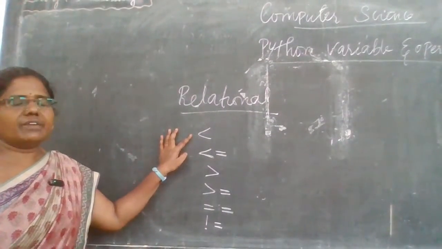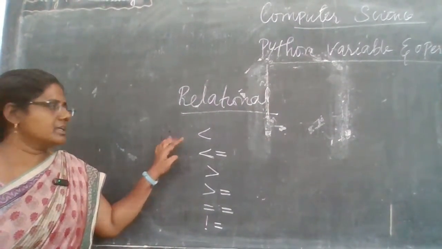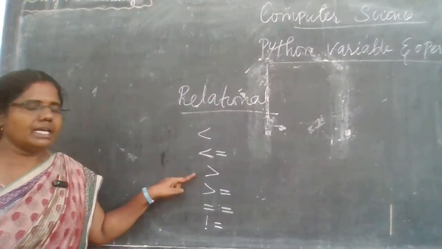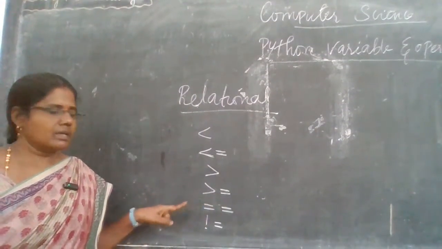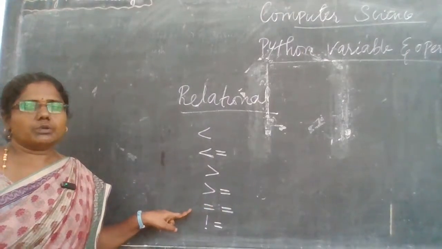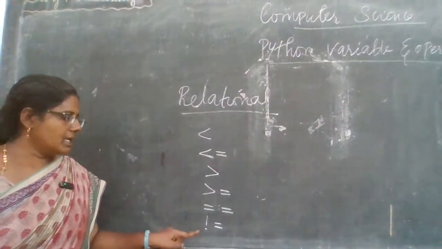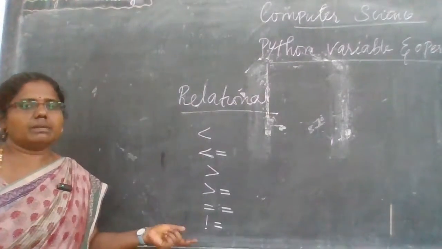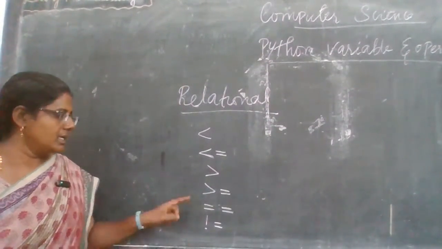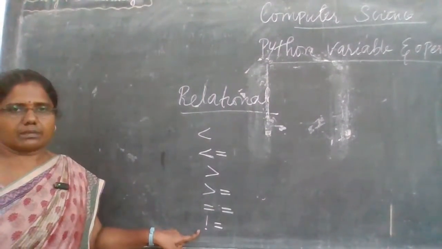These are the relational operators used in Python. Less than checks whether it is a lesser value. Less than or equal to, greater than or equal to check whether both are equal or not. If both are equal it returns true, otherwise it returns false. Not equal to means if both are not equal it returns true. If both are equal it returns false. Okay, it's quite the opposite of the equal to operator.